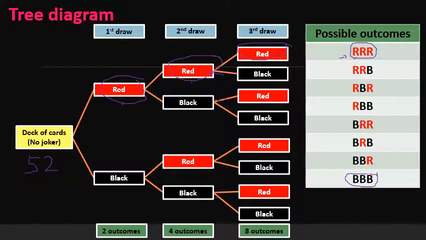And down the bottom here, I can see that with this first draw, I've got two outcomes. The second draw, you've got four outcomes. And the third draw, there are eight outcomes. So it's a great way of finding how many possible outcomes there are where there's an equal chance of the outcomes occurring. So that's what you're going to do today in your activity.